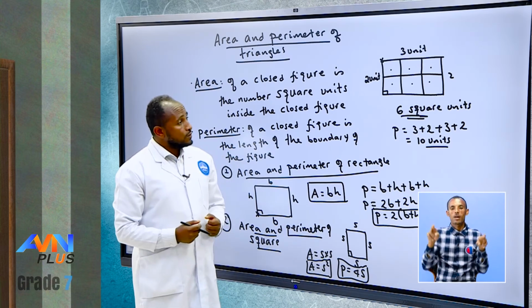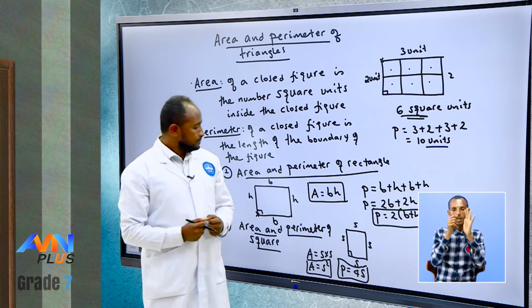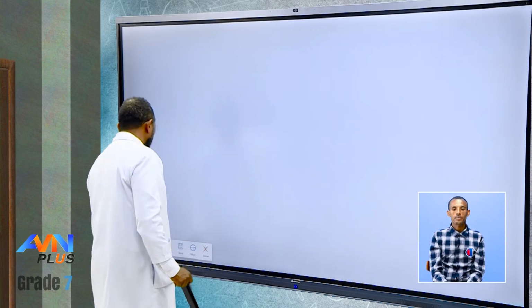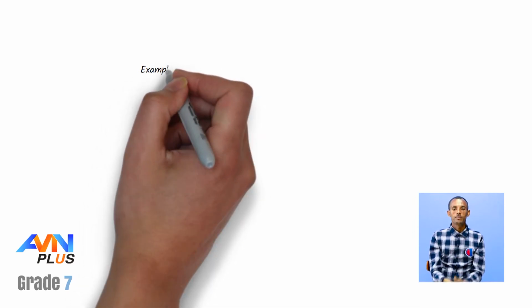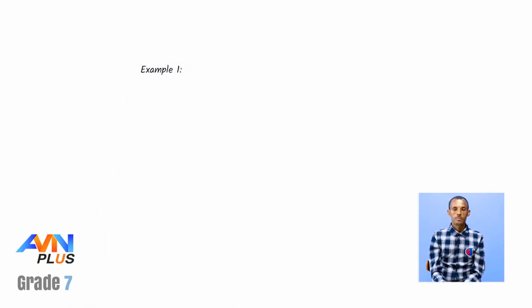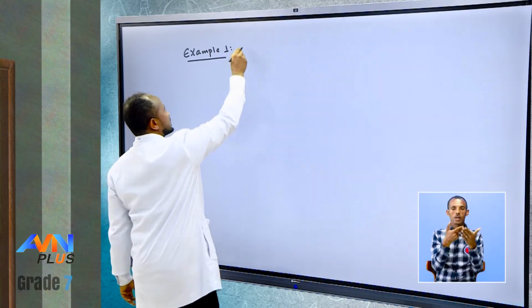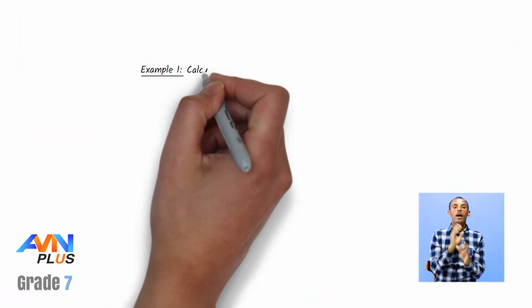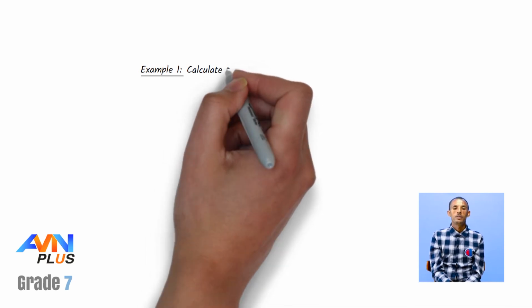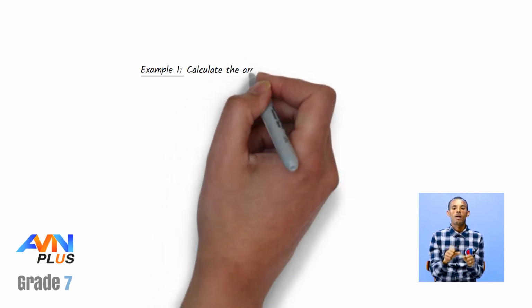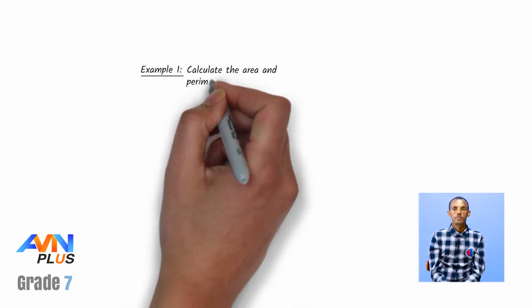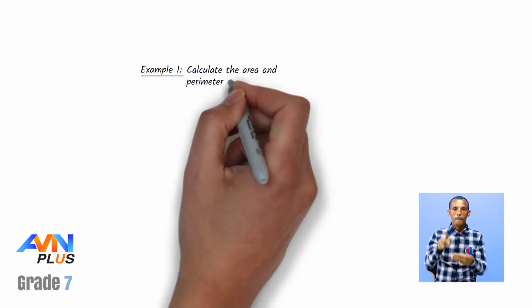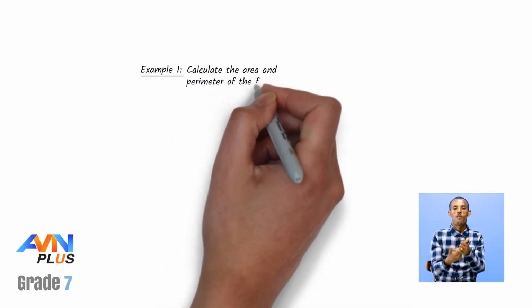Now, I will give you an example for this concept. Example 1. Okay, here calculate the area and perimeter of the following rectangle.